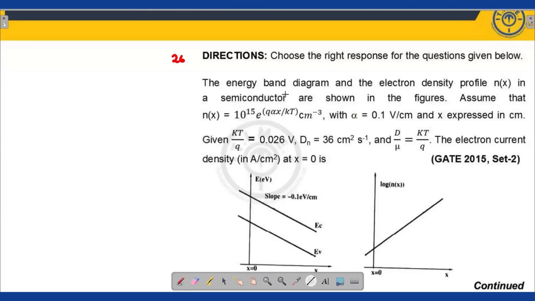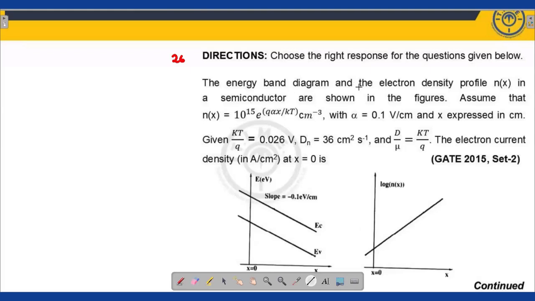Which is very important, my dear friends. In this particular question, he has asked for the electron current density. How to get that particular thing, I need to get the answer. This question is a little bit tricky and a little bit of a big question. Now here, very important.